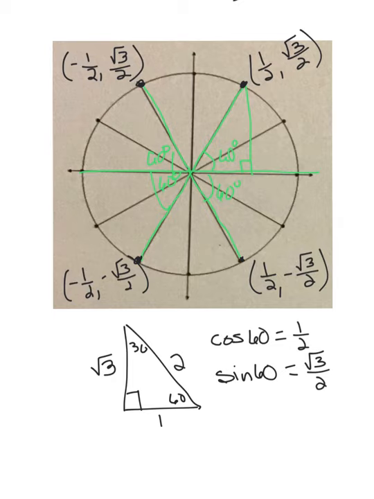What a lot of students use to help them remember which one's which is that the 30-degree angles are the lines closest to the x, and the 60-degree angles are the lines closest to the y.